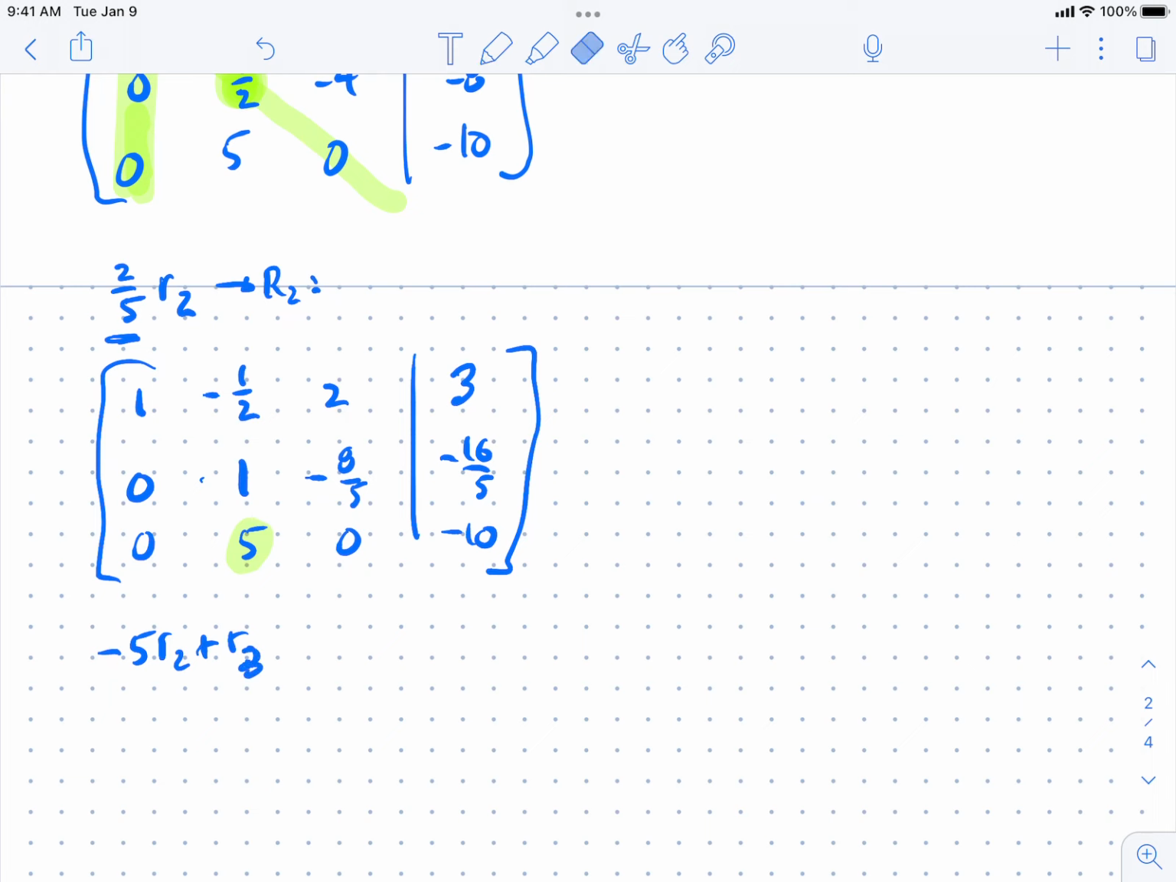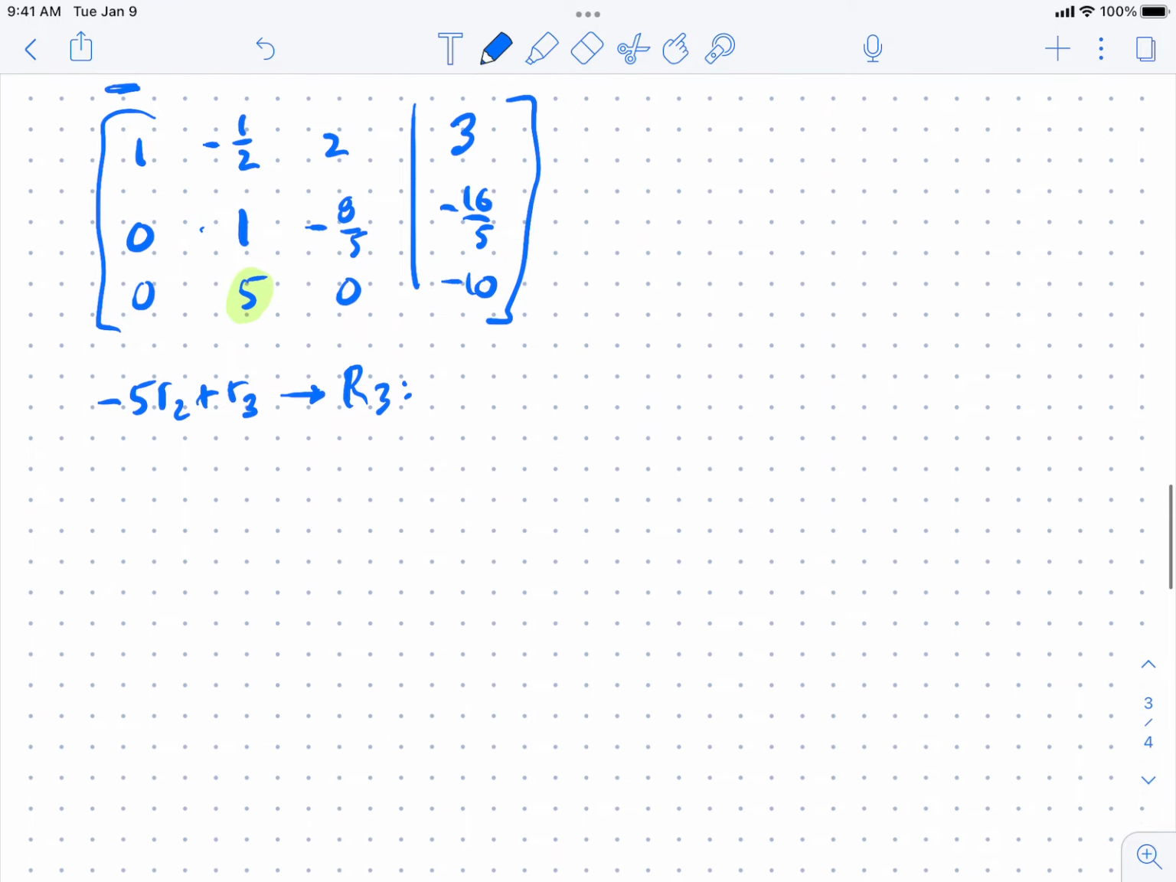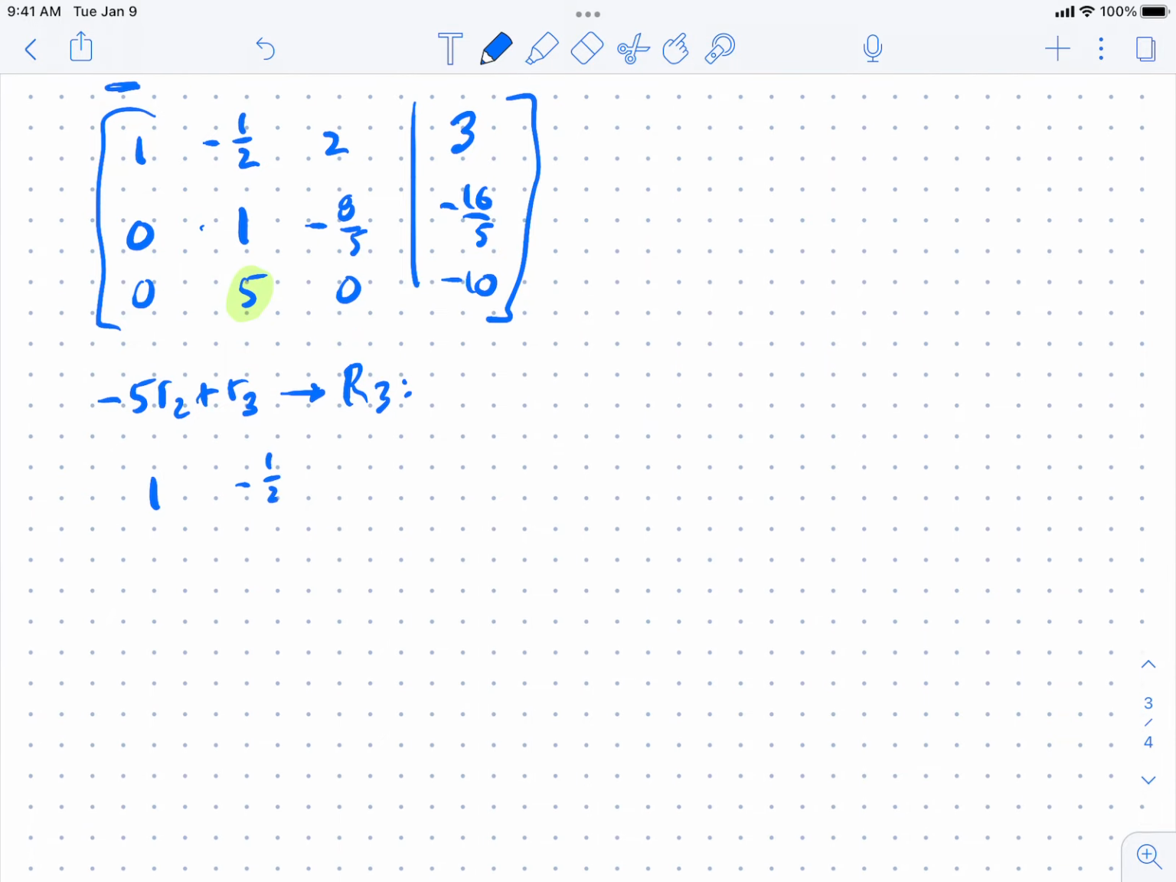That's a 3. Okay, that's going to become my new and improved row 3. So, again, the first row does not change at this point. The second row does not change at this point. But the third row, okay, negative 5 times row 2 plus row 3. Negative 5 times this plus this. Notice that does give me a 0. Okay, negative 5 times this plus this gives me a 0.